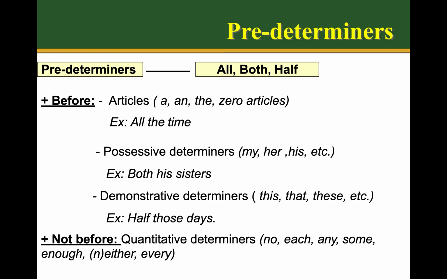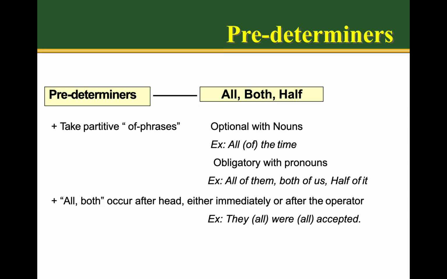But they don't come before quantitative determiners. So each, no, any, some, enough, either, neither, every. Predeterminers can take a partitive of phrase. Usually the partitive of phrase is optional with nouns, but it is obligatory with pronouns.